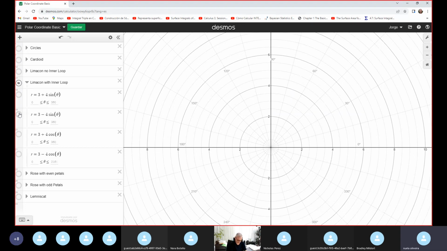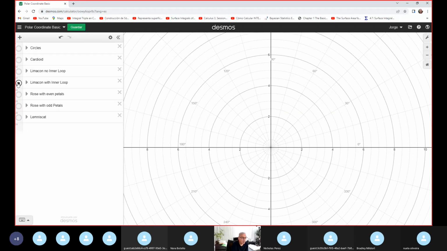Okay? Now let's move into the flower. We have two kinds of flower. It's called a rose. That's the technical name. Cardioid, limacon with no inner loop, limacon with inner loop, and rose. You have two kinds of roses: when you have even petals and when you have odd petals. And let's see what happens with the equations.